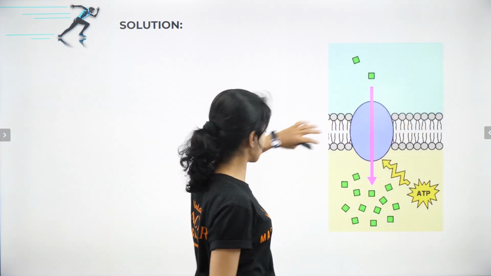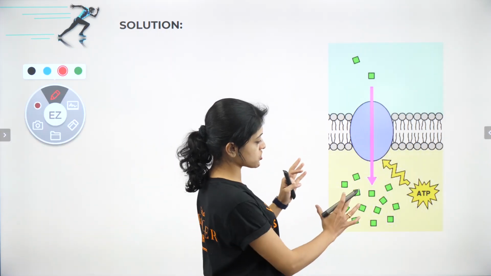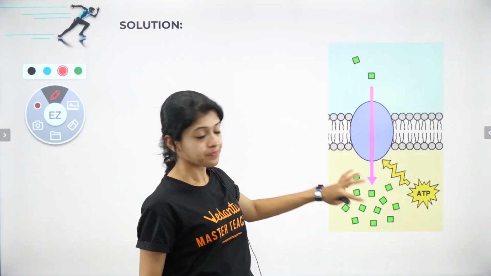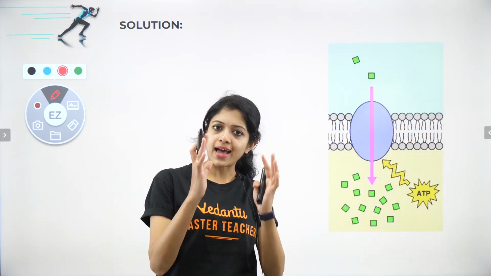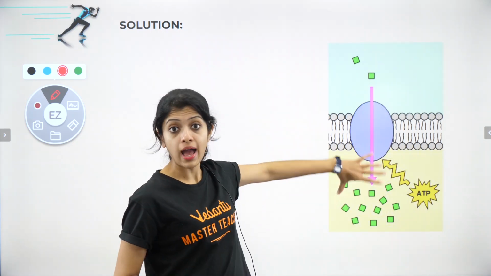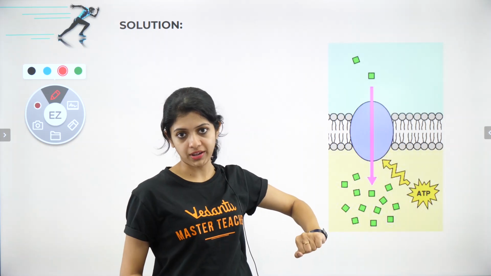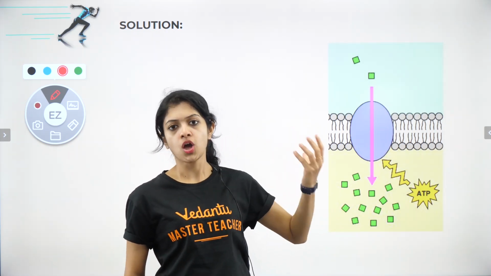Now imagine this is the cell membrane. If that's the cell membrane, you can see the concentration of solutes is very less on one side and much higher on the other side. So as a normal process, what would happen? It would move from an area of higher concentration to an area of lower concentration, right? That's how it always works, diffusion, osmosis.